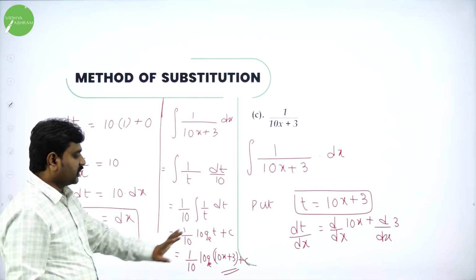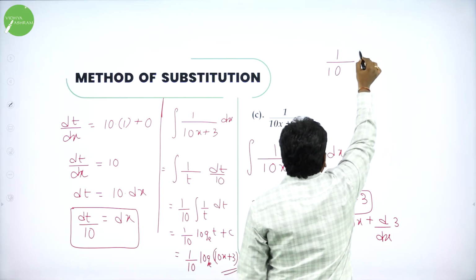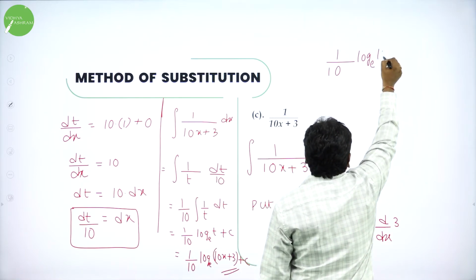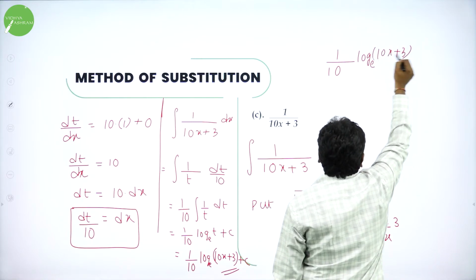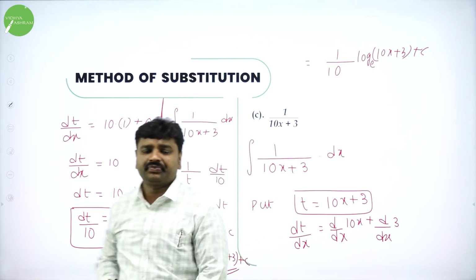So 1 by 10 log of 10x plus 3. So the final answer is 1 by 10 log of 10x plus 3 plus c, or in the numerator you can write log of 10x plus 3 by 10, one and the same.